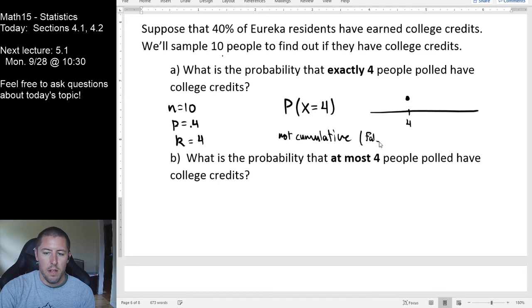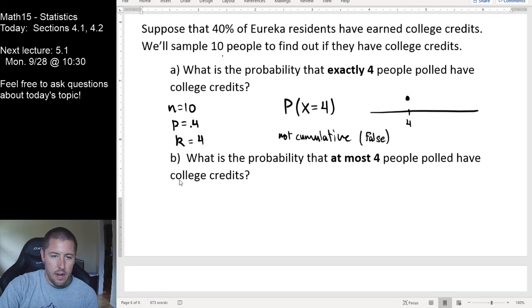So we would put false in the cumulative box there. Now, the difference here in part B, so again, we're going to go into Excel in a minute and compute these, but I want to think about these setups and draw the picture that's associated with thinking about these before. What is the probability that at most 4 people polled have college credits? Well, at most 4 means it could be 0, 1, 2, 3, or 4.